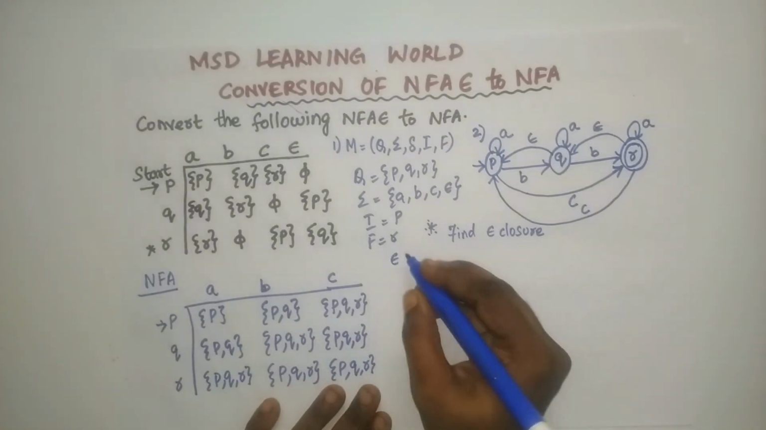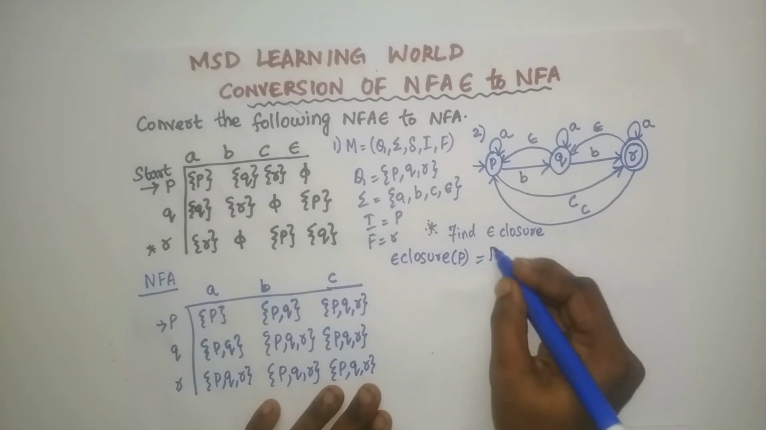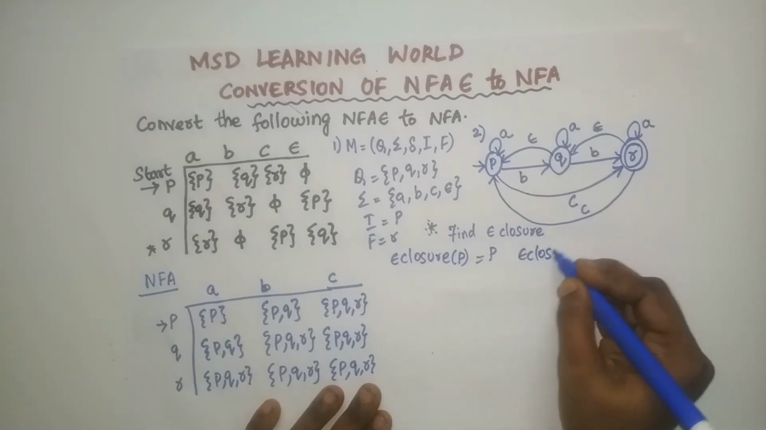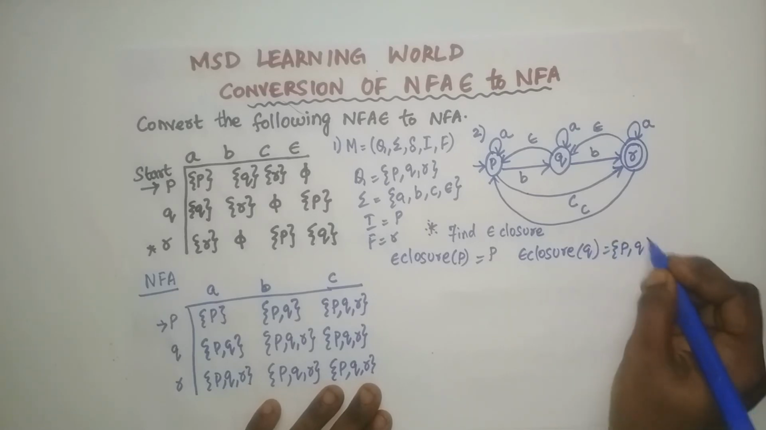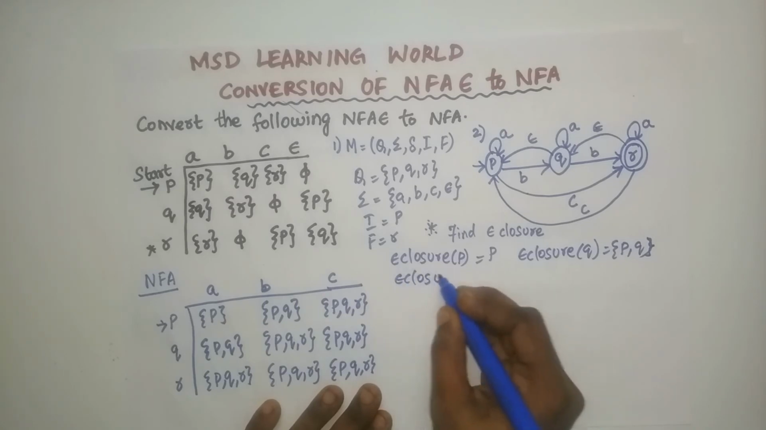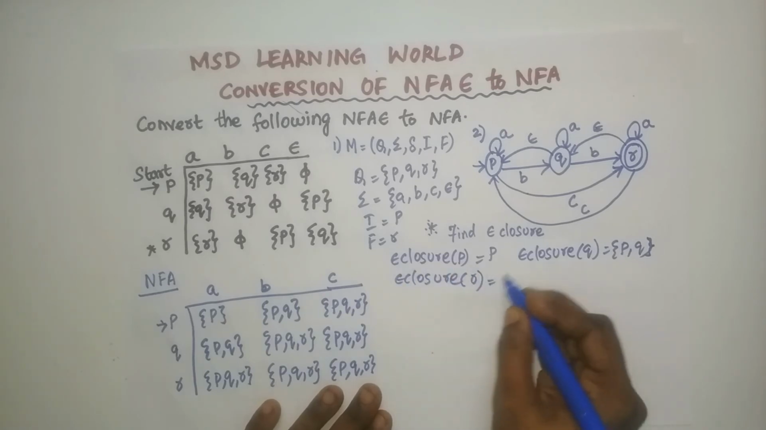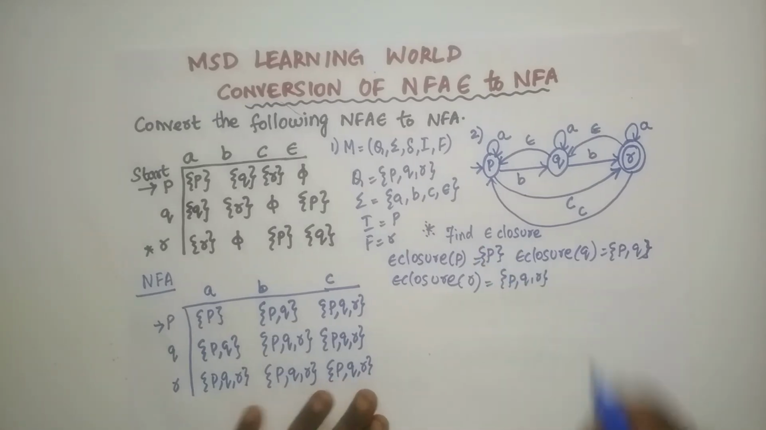So what is epsilon closure? Epsilon closure of P is equal to P. Similarly, epsilon closure of Q is equal to P comma Q. And epsilon closure of R is P comma Q comma R. For finding the final state alone, you need to see the epsilon closure.